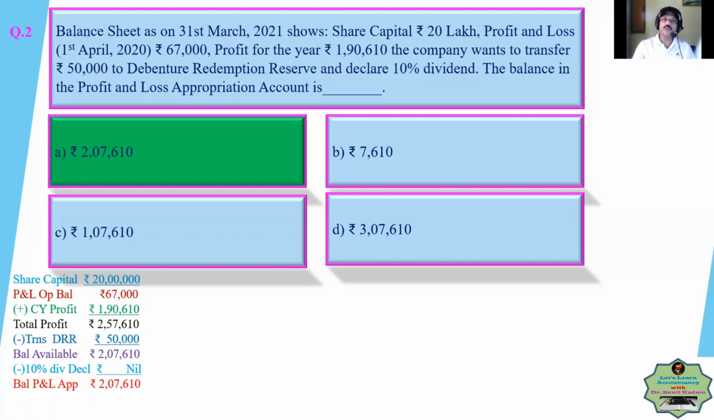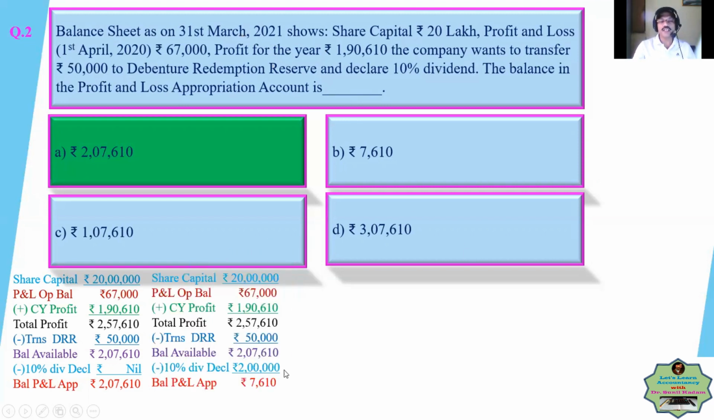So one may have a doubt, what about this 10% dividend? 20 lakhs, 10% is 2 lakh dividend supposed to be paid, but it is declared, not yet paid. When it will be paid, it will be deducted from the profit. Therefore, the 2 lakhs impact is not considered. So the balance available in the profit and loss account for this specific period is 2,07,610, which is correct. The other option, 7,610, where they have deducted 2 lakh from it, is therefore incorrect.